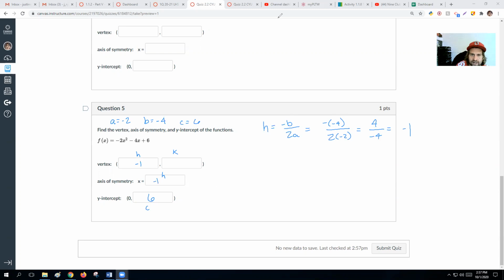Our k, we have to take that number and plug it back into the original problem. Take our time with this. We got negative 2 times negative 1 squared minus 4 times negative 1 plus 6. Negative 1 squared is positive 1. Positive 1 times negative 2 is negative 2. Negative 4 times negative 1 is a positive 4, plus 6. Negative 2 plus 4 is 2. 2 plus 6 is 8. There's our K.